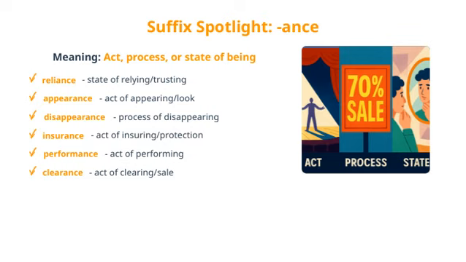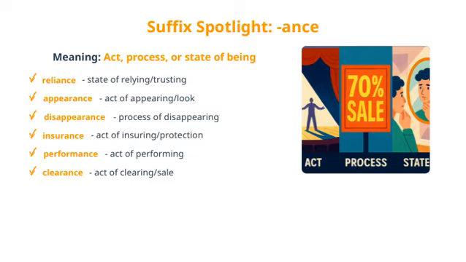All these words share a common theme. They all describe an act, a process, or a state of being. And if you notice, they all end with the suffix ance. This suffix is a great example of how we turn verbs or concepts into nouns that describe these states or actions. It's a powerful way to expand our vocabulary and express complex ideas simply. Connecting this to our overall theme, understanding these suffixes helps us see patterns in language and improves both our comprehension and communication.